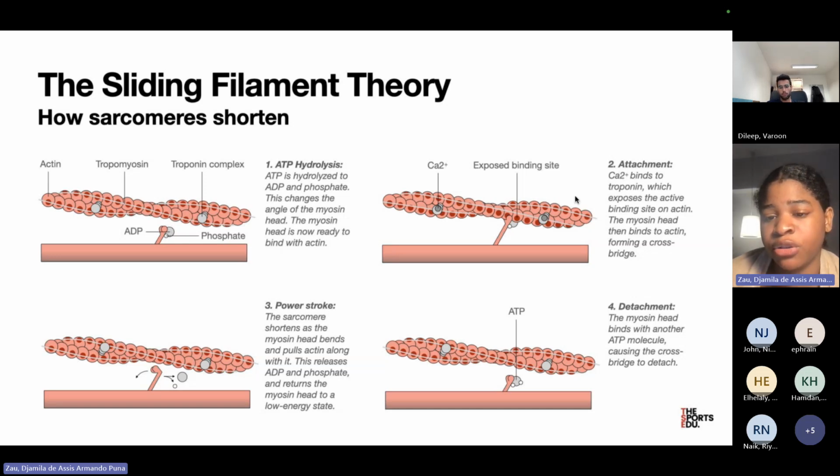Then the calcium is going to bind to troponin and expose the active binding site on the actin. So now the myosin head will be able to bind to the actin. And here we have our official cross bridge. And then we have our power stroke, which is when the sarcomere is going to shorten. So then you have the myosin kind of pulling the actin, which is our contraction. And then we're going to have detachment once you have another binding of an ATP molecule.